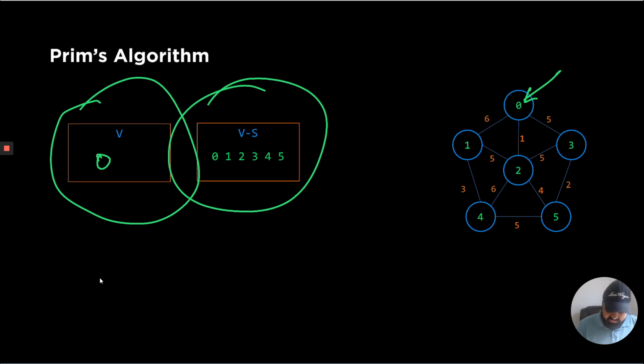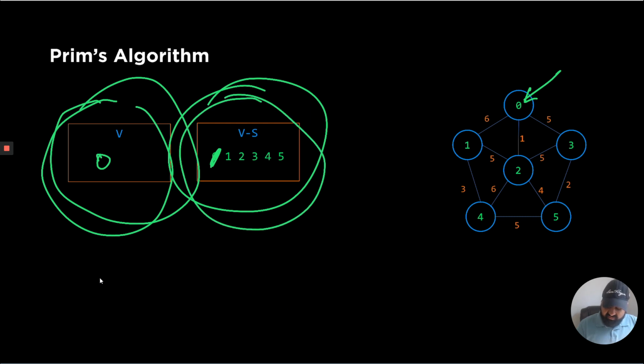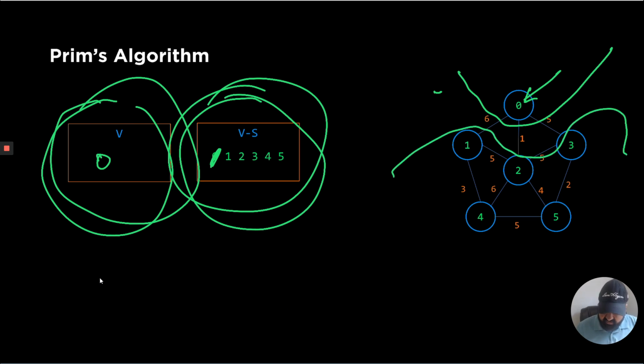So initially we move 0 to V, and we remove 0 from this V minus S set. Now what we are going to see is what are the edges that connect 0, or this set V, with this set V minus S. So we are making a cut right here. So we have just three vertices that are possible, which is this, this, and this.